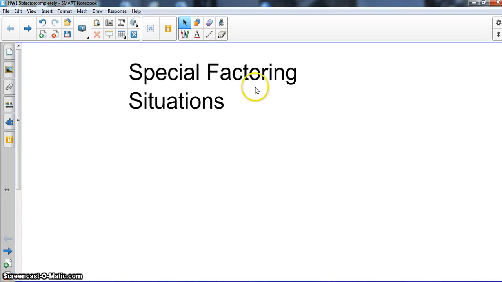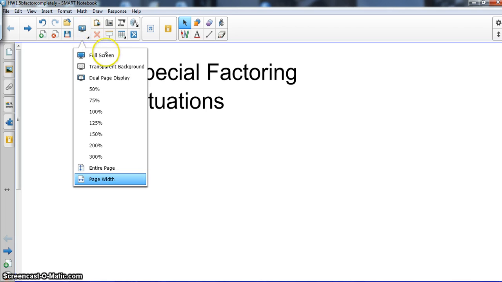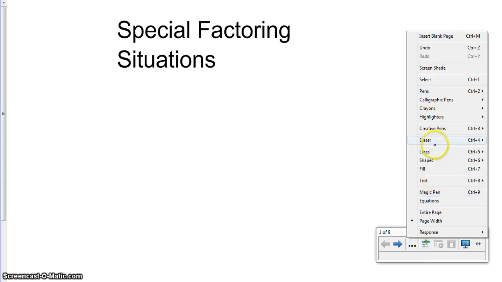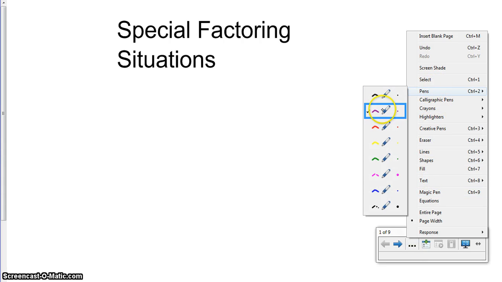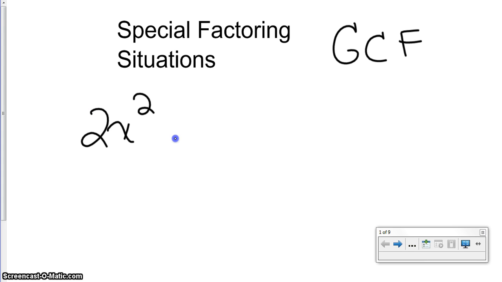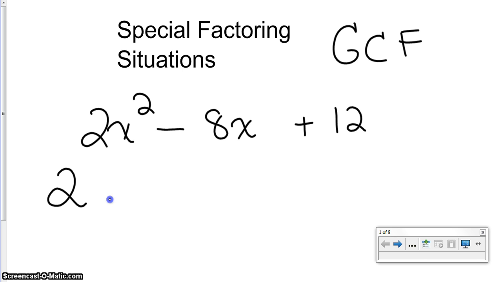The final homework for this week is special factoring situations. And I just want to talk to you a little bit before we get started on this. Remember yesterday when we talked about factoring, one of the most important things to remember is finding a greatest common factor. So if you had 2x squared minus 8x plus 12, the very first thing that you would have to do is factor out the common factor of 2.